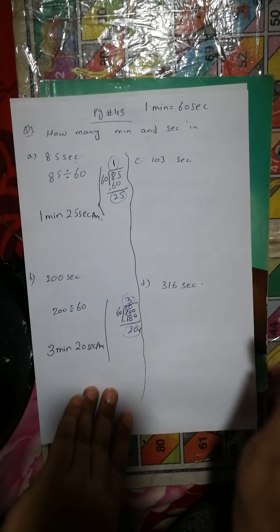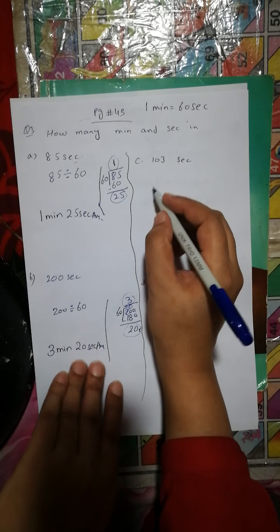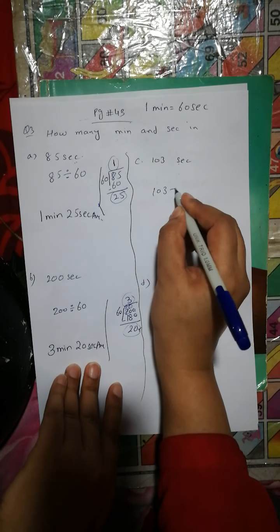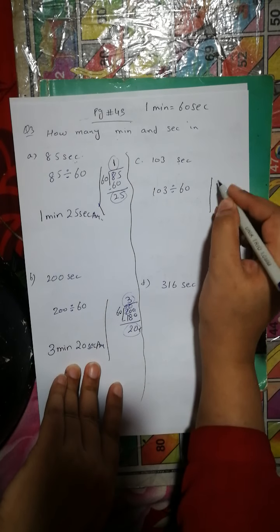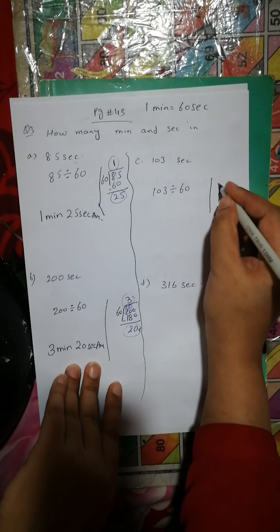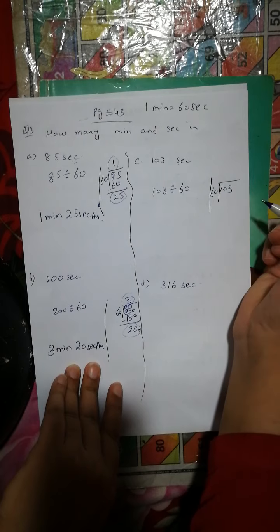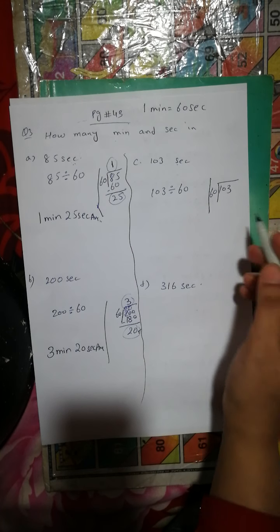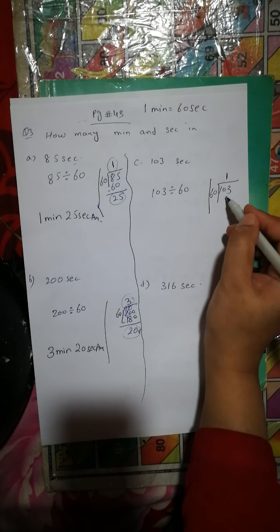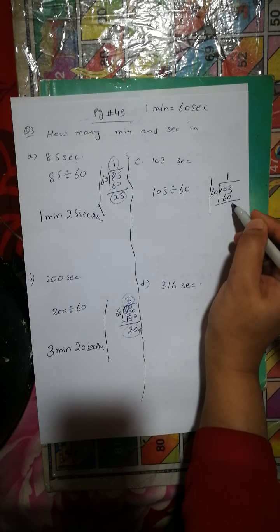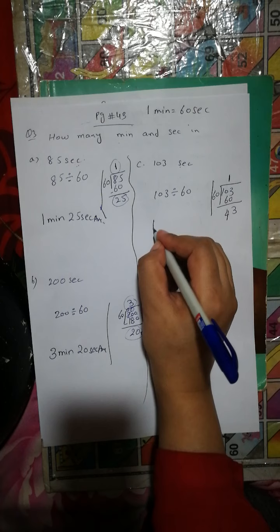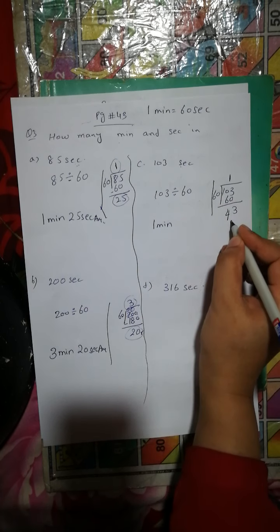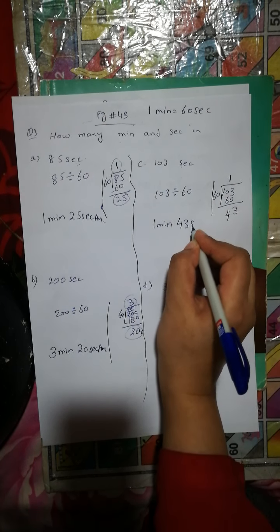C part is 103 second. So 103 divided by 60. 103 divided by 60. 62 will be 120. That will be bigger. So 61 the 60. 3 minus 0, 3. 10 minus 6, 4. So you are having 1 minute and 43 second.